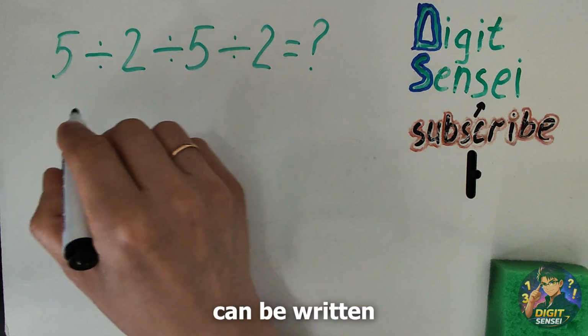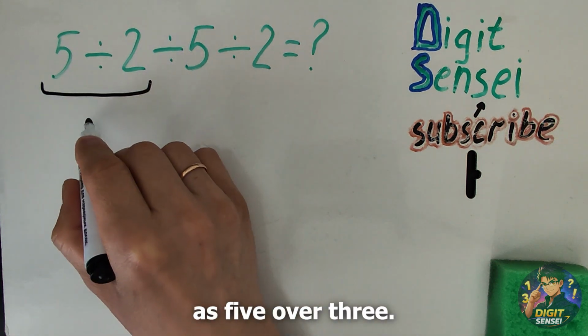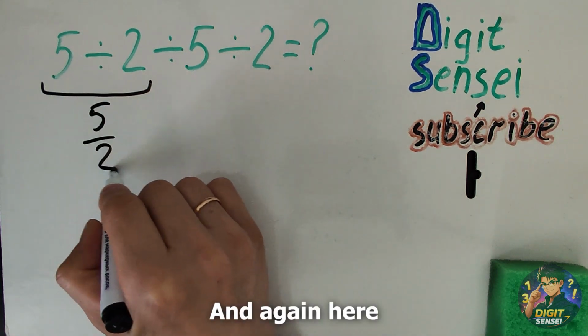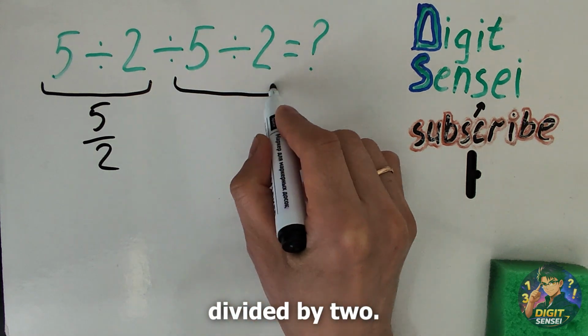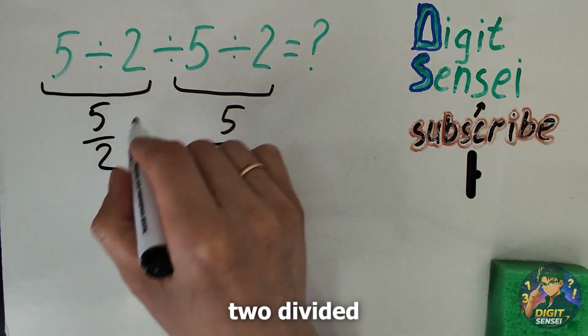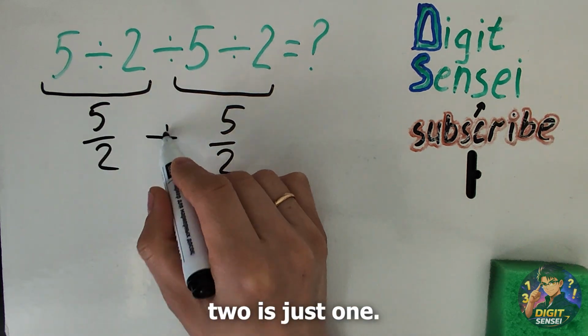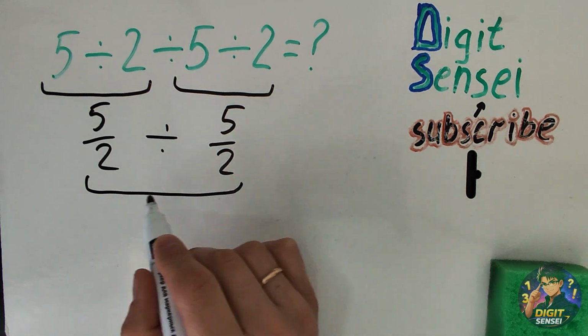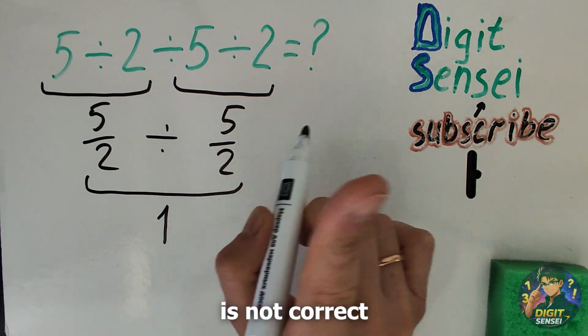5 divided by 2 can be written as 5 over 2. And again here we have 5 divided by 2. So 5 over 2 divided by 5 over 2 is just 1. But this answer is not correct.